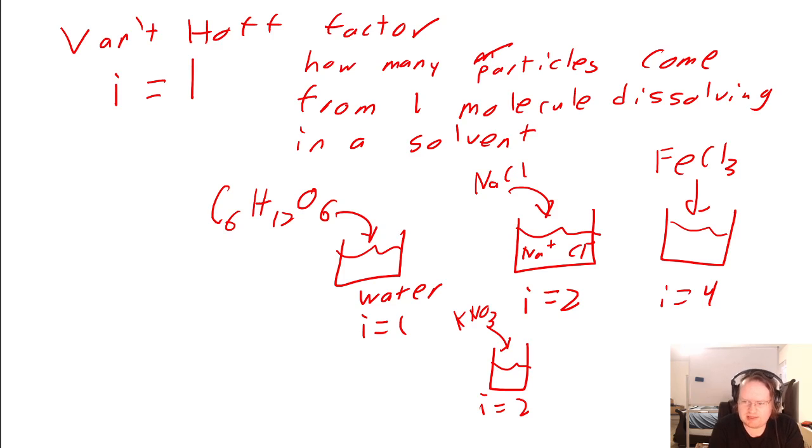Having said that, unless a problem tells you to look this up in a table or gives you an I that's not like a whole number, you should assume, because it works well as a good estimate, it's a good starting point, that it's going to be however many particles this would break apart if it's an ionic compound. Or I is 1 if it's something that wouldn't break apart.